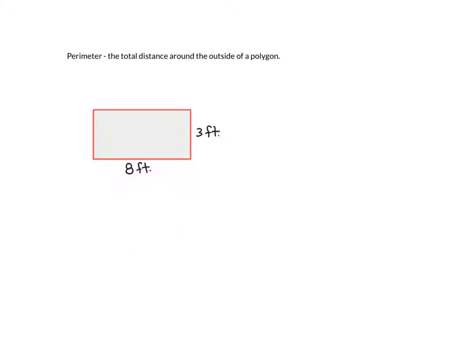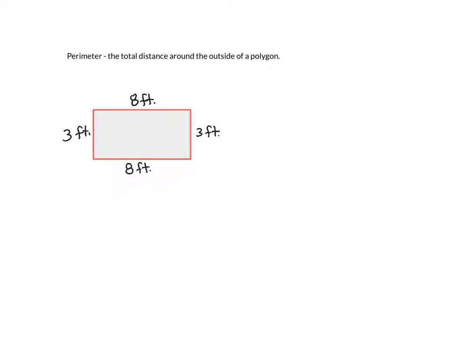The word perimeter means the total distance around the outside of a polygon. So I have a rectangle drawn here, and you can see that I have some dimensions for this rectangle. The bottom is 8 feet. One of the sides on the right-hand side is 3 feet. Now, because it's a rectangle, that means the top of this rectangle is also 8 feet long, and the left side of it is 3 feet long.